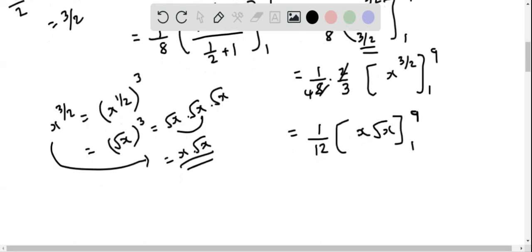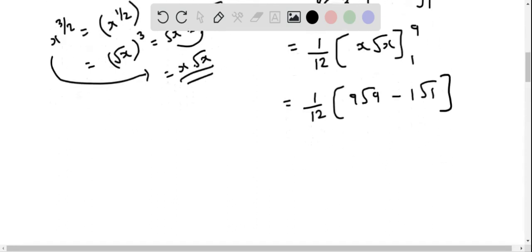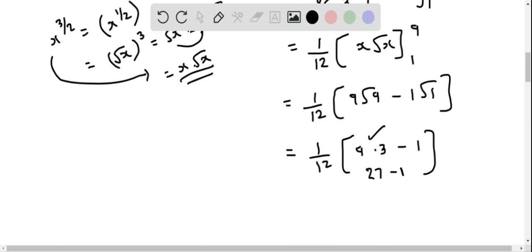Now we can substitute the upper limit 9. So this becomes 1 over 12 times 9 times root 9, minus, when you apply the lower limit, it becomes 1 times root 1. Root 9 is 3, so it becomes 1 by 12 times 9 times 3, minus root 1, which is 1. So 1 times 1 is 1. So this becomes 9 times 3 is 27 minus 1, and this equals 26.